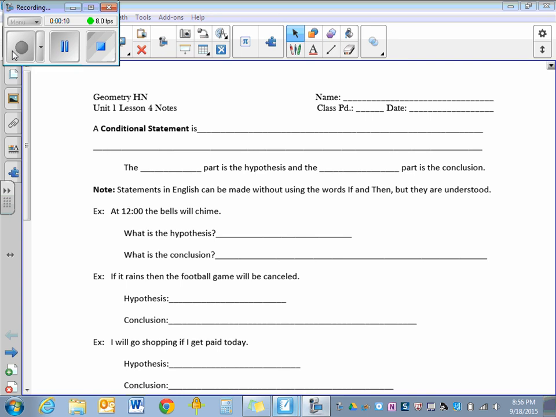So we'll be working on Unit 1, Lesson 4 notes, talking about conditional statements, and from there, converse, inverse, and contrapositive statements, which is just really manipulations of the original conditional statement. Okay? So a conditional statement is an if-then statement. It has a hypothesis and a conclusion.